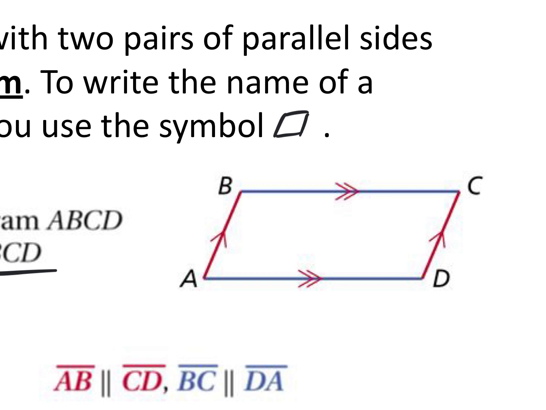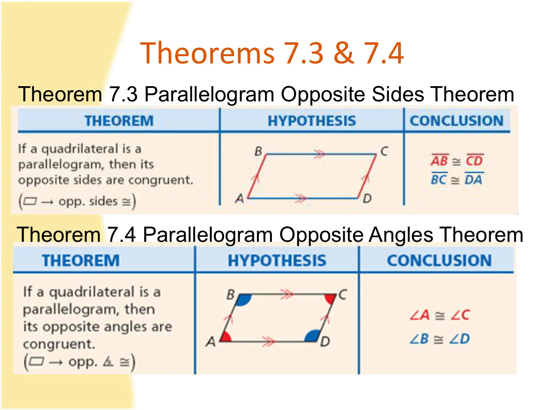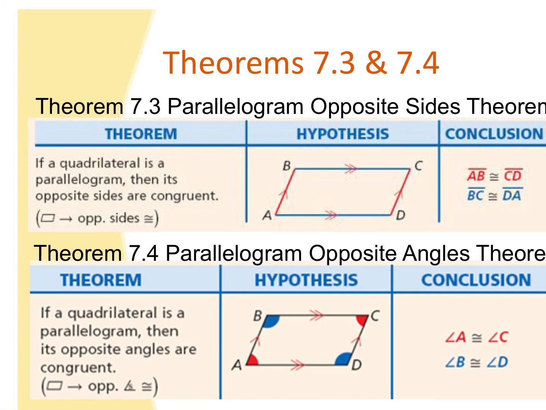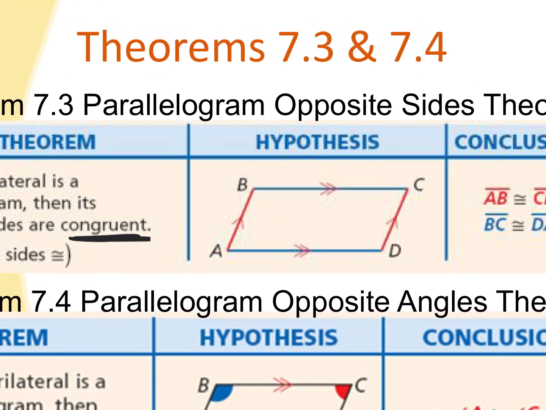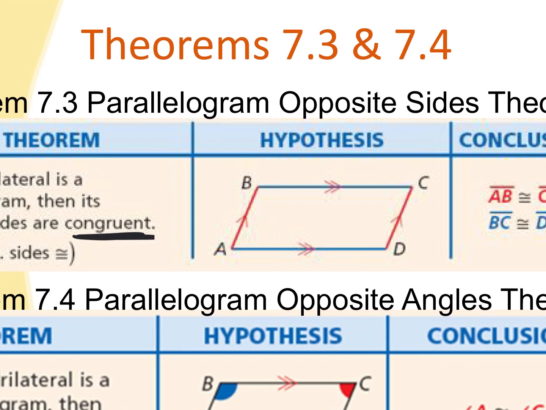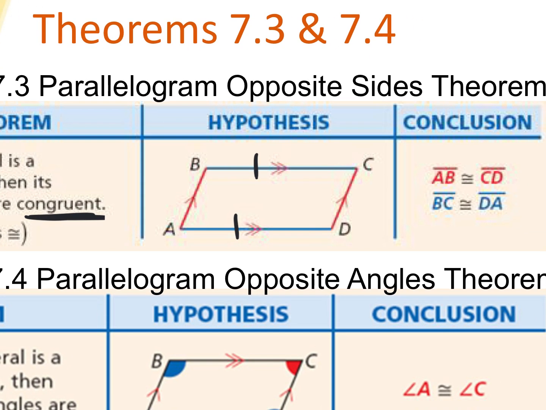Okay? Now, when we're dealing with parallelograms, there's a lot of congruence that happens. The first piece of congruence is that opposite sides are congruent to each other. That is our first of 4 theorems in this lesson. Okay? Your first theorem is that opposite sides are congruent. So we can say that since BC and AD are opposite of each other, they have to be congruent, which leads me to the statement that BC and DA are congruent.